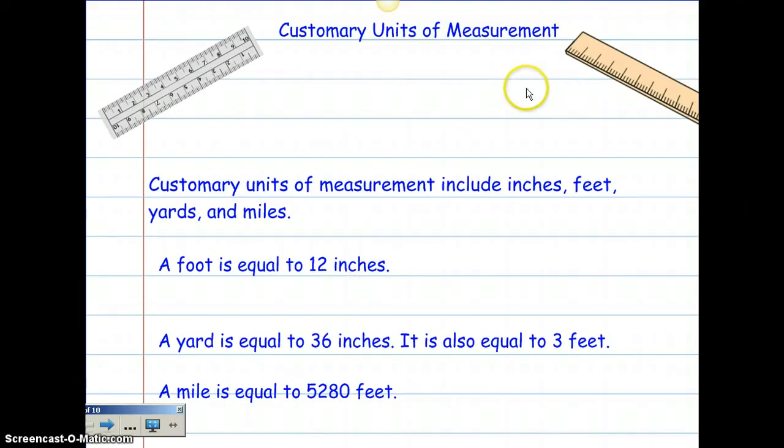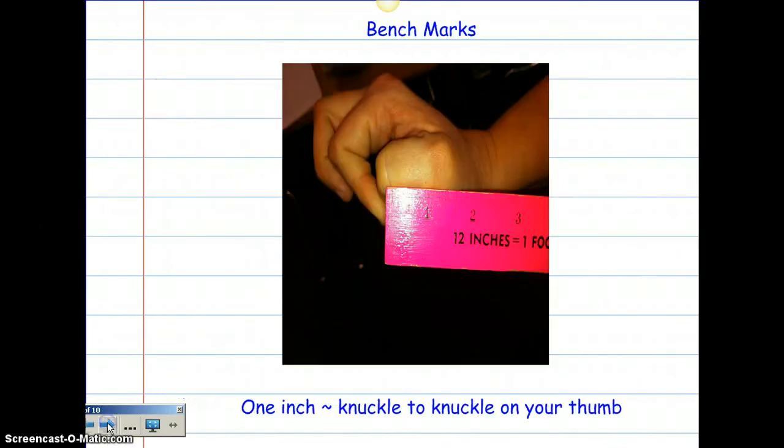Let's start off with customary units of measurement. Customary units of measurement include inches, feet, yards, and miles. A foot is equal to 12 inches. A yard is equal to 36 inches. It is also equal to 3 feet. And a mile is equal to 5,280 feet. Please make sure that you record this on your homework. I'm going to move on, but again, if you need to pause this video at any time, you can pause.